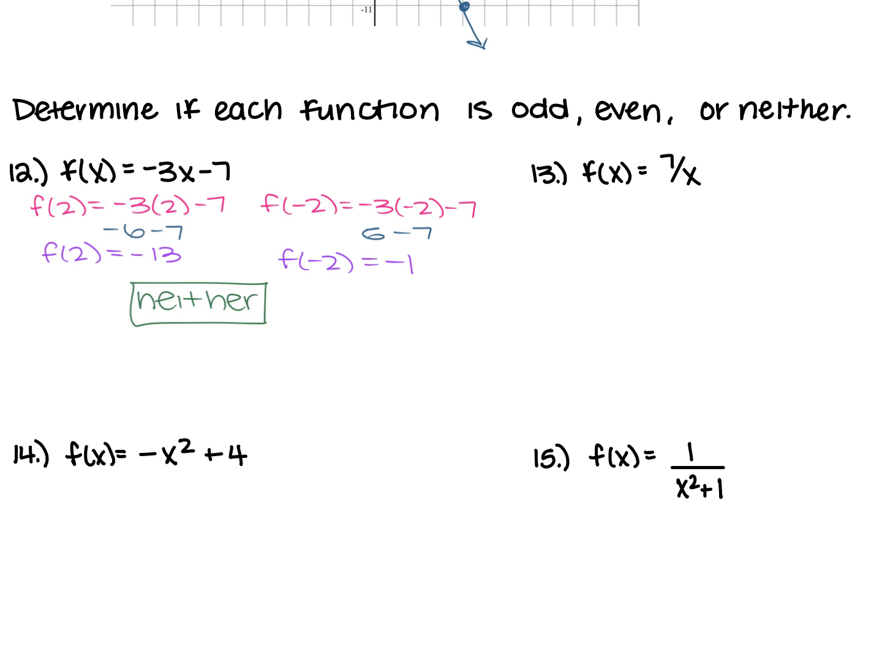For 13, we have f of x is equal to 7 over x. If we find f of 2, that's going to give us 7 over 2. And if we find f of negative 2, that's negative 7 over 2. These two fractions are opposites of one another, so this function is odd.